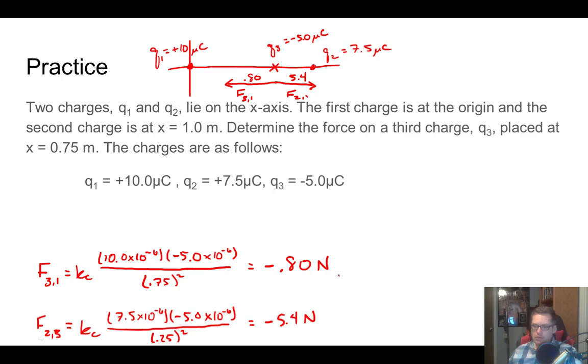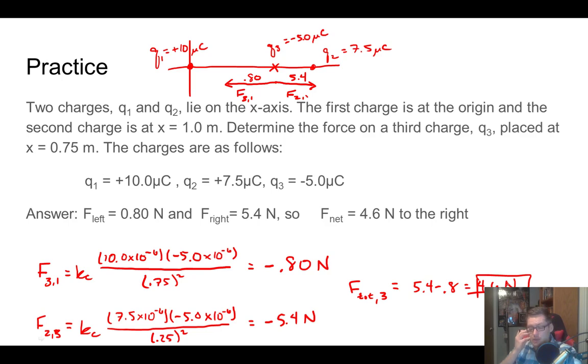In order to figure out the resultant force, the total on 3, we just take these two guys: our 5.4 minus our 0.8, and we get 4.6 newtons. That would be the resultant force acting on Q3, which is exactly what we got, and it goes to the right. It would be important to say this as well, so this would be 4.6 newtons to the right. That's what we got right there.